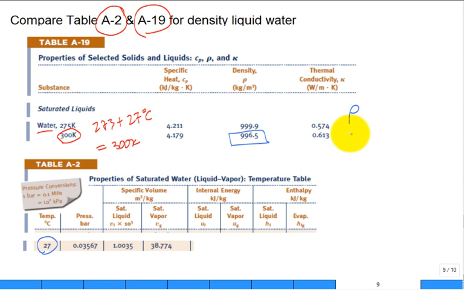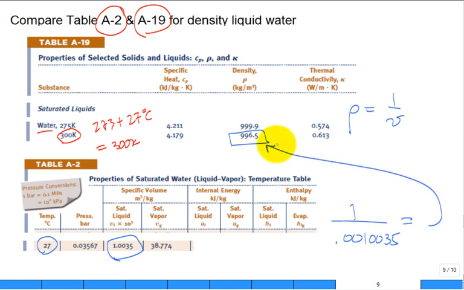Well, the density of liquid water or anything is equal to 1 over the specific volume. Here, let's grab this specific volume out and see. 1 over 0.001035. Is that close to 996.5? It should be. And so you can check values.